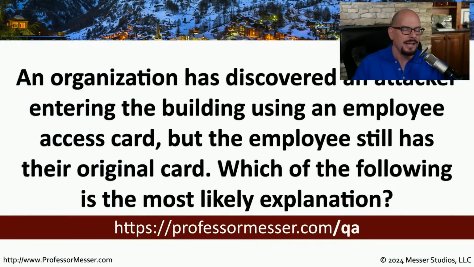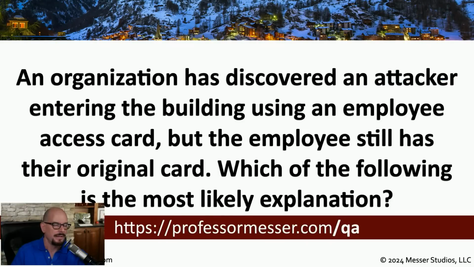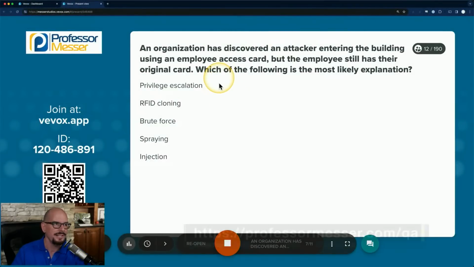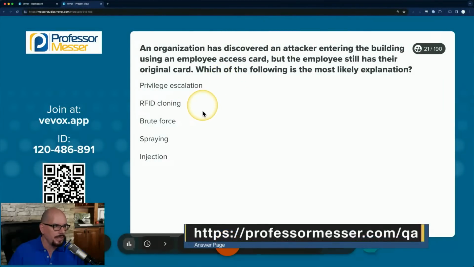This one asks, an organization has discovered an attacker entering the building using an employee access card, but the employee still has their original card. Which of the following is the most likely explanation? Well, let's see. Would it be privilege escalation, RFID cloning, brute force, spraying, or injection? An organization has discovered an attacker entering the building using an employee access card, but the employee still has their original card. Which of the following is the most likely explanation?